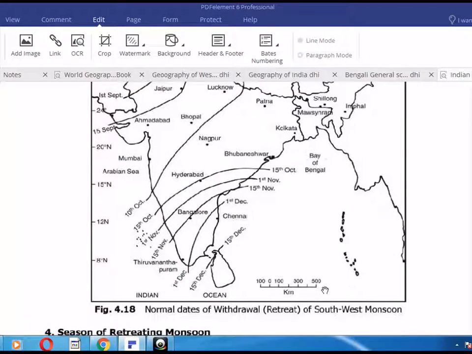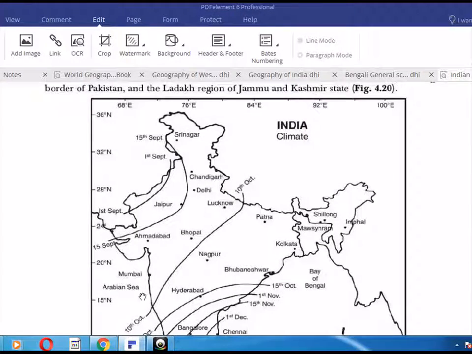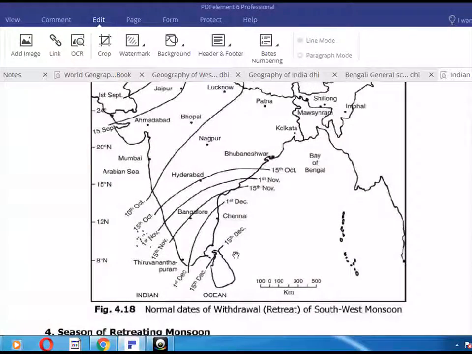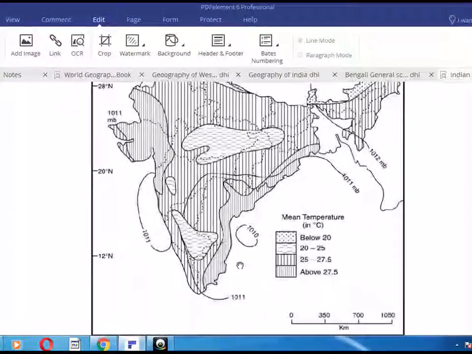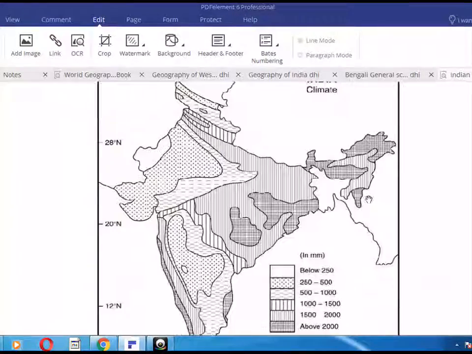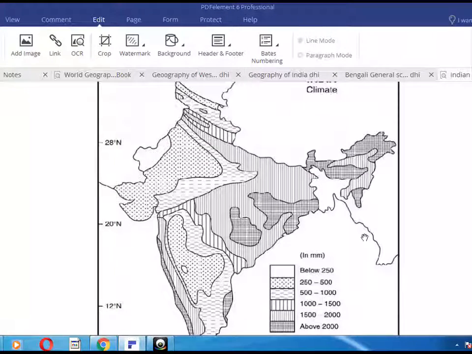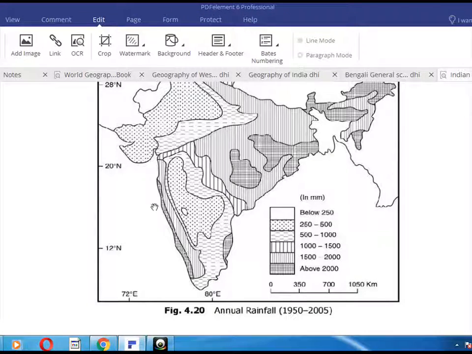Okay, normal dates of withdrawal of the southwest monsoon. So the normal dates of withdrawal. Okay, mean October temperature. Here above 27.5 degrees centigrade is here, especially Rajasthan. Okay, and annual rainfall 1950 to 2005. Annual rainfall about 2000 is here, mainly the northeastern region, and some parts of the Western Ghats and Eastern Ghats. Okay, and here are some other regions.